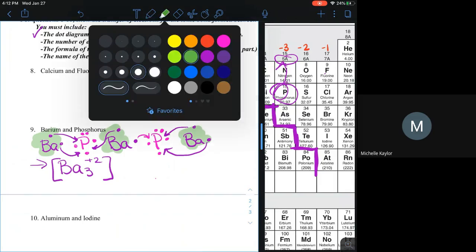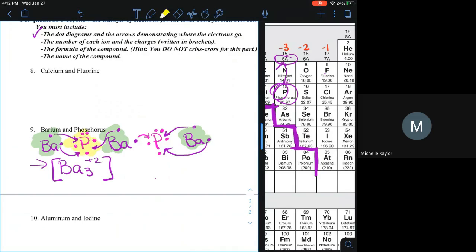Now I look at the phosphorus. There's 1, 2 phosphorus. So I'm going to put P2. Each phosphorus gained 3 electrons, so each phosphorus is going to have a charge of -3. So now I'm done the second part. Check it off. Now it needs the formula. Now when we are doing it this way, we do not crisscross. We just say how many of each atom we have.